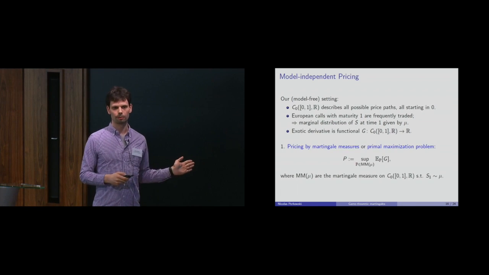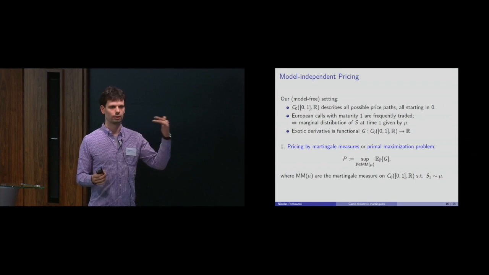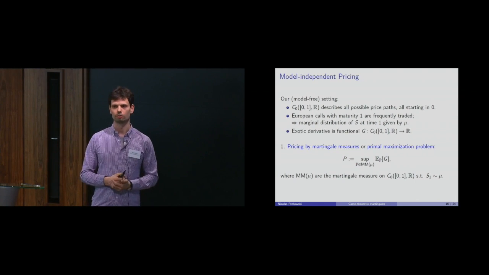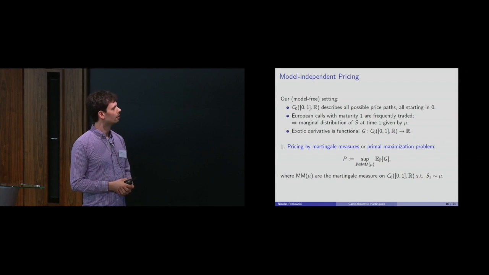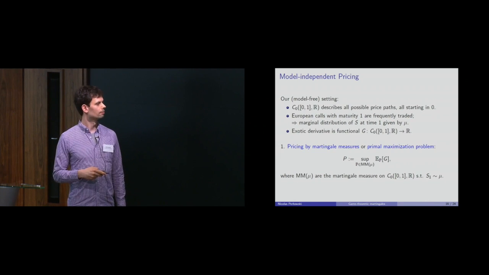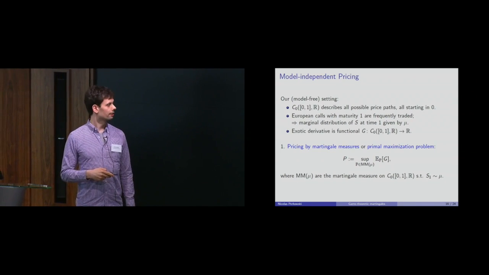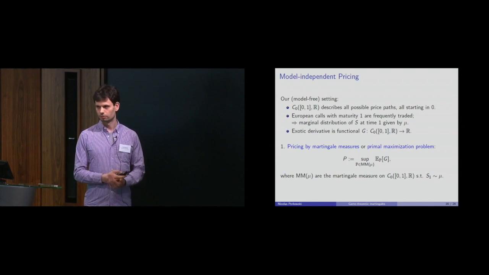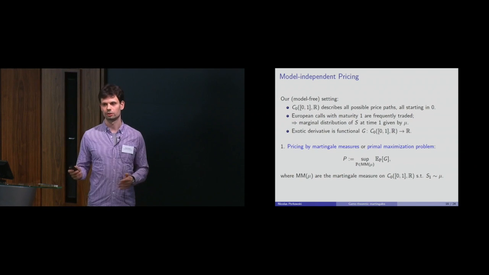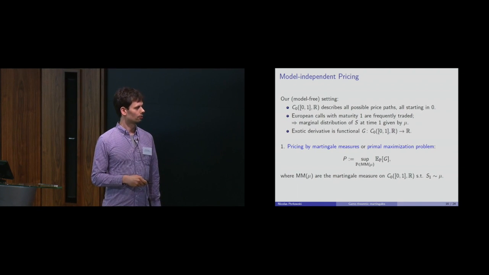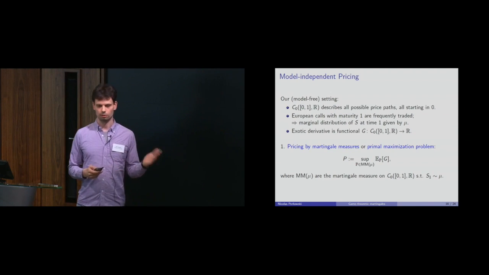And our primal problem, so we want to show a duality, so I introduce a primal problem and a dual problem, and then I want to show that the values of these two optimization problems are the same. Our primal problem is to find the supremum of the expectation of G under all martingale measures for which S_1 has the given marginal distribution, which just means all martingale measures that reproduce the call prices that I already know. So we just want to find the maximal martingale expectation. That's our primal problem.